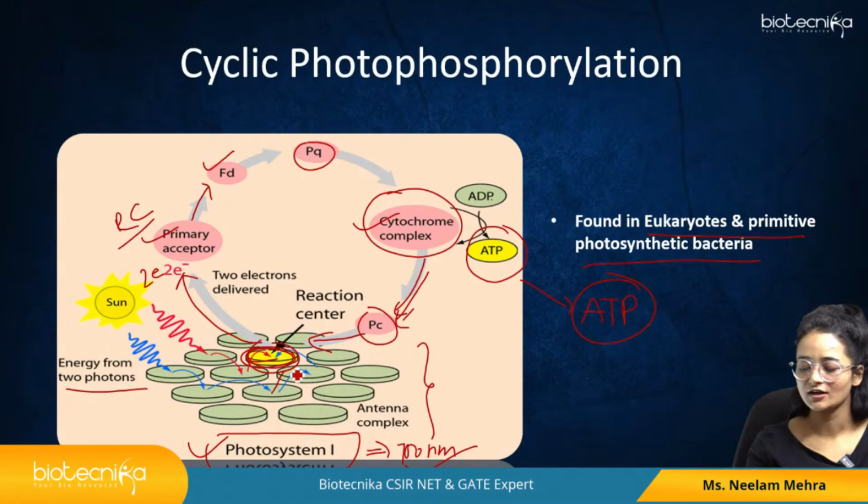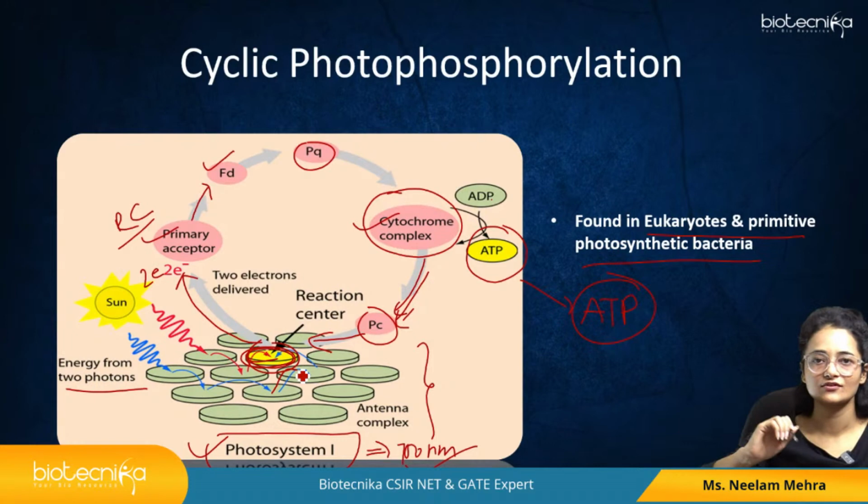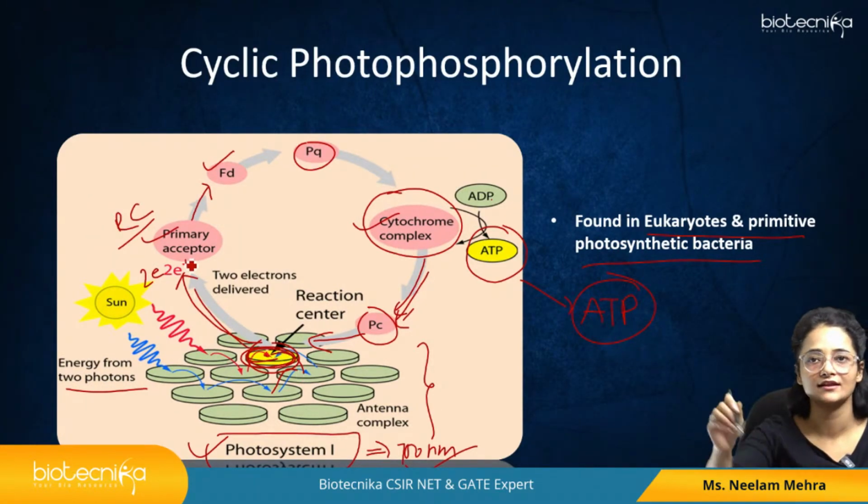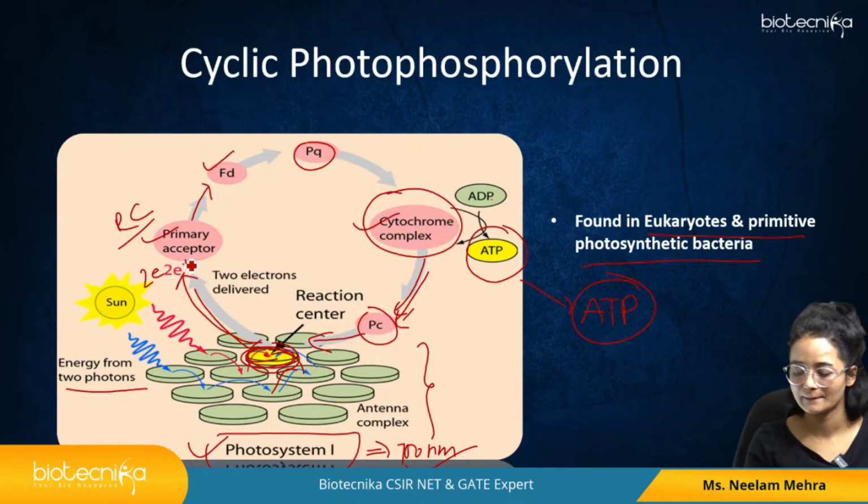And from antenna molecules, what happens? The energy is being transferred from one pigment to the other. Then it is being transferred to the reaction center, then to the primary acceptor, and then likewise it happens, right? So this much have you understood?